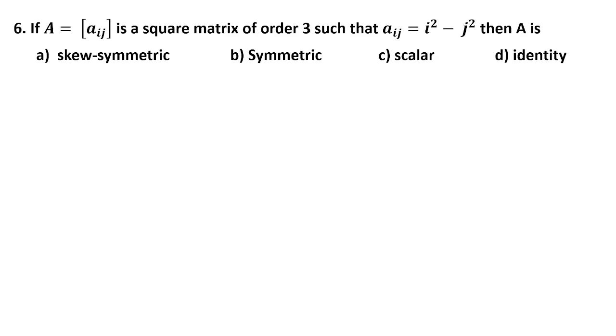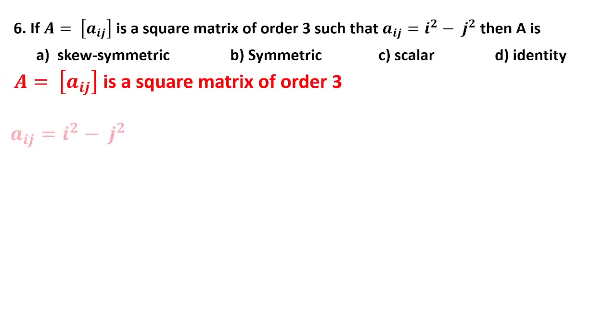Question number 6. Matrix A equal to Aij is a square matrix. We have to check, if Aij is equal to i squared minus j squared, what is the nature of A? Now we have been given Aij is i squared minus j squared. Let us try to find out what is Aji.